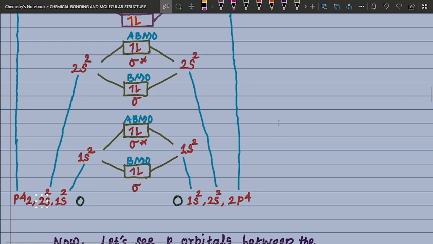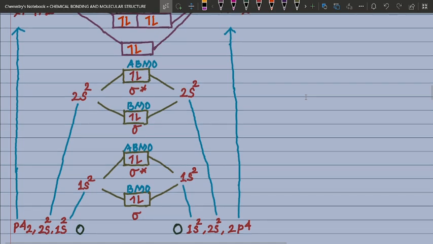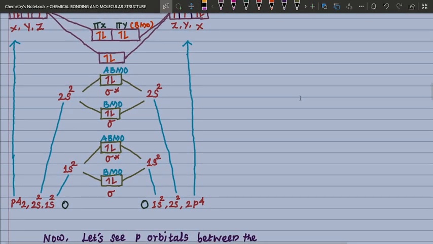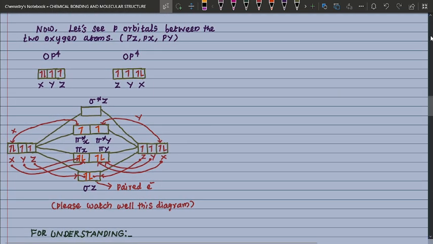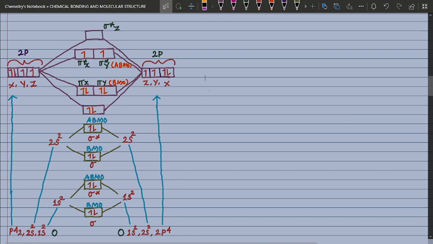See, we will see the whole diagram. See, wait, please. See, this is the whole diagram for the O2 molecule. If you have any confusion, please watch this diagram again. This is very important.